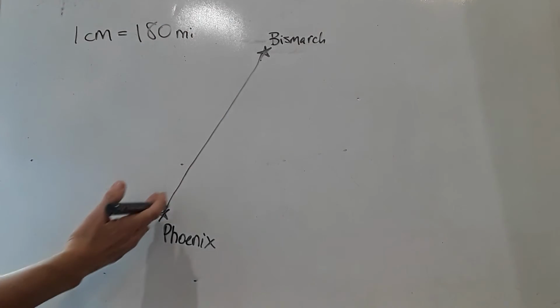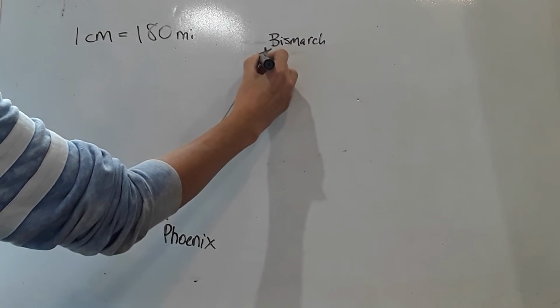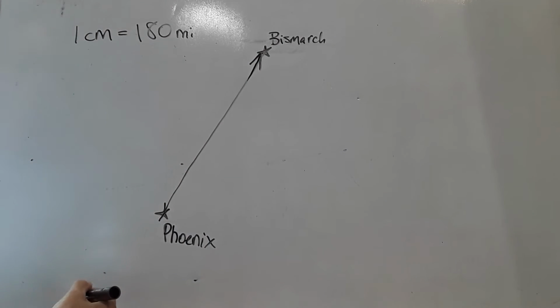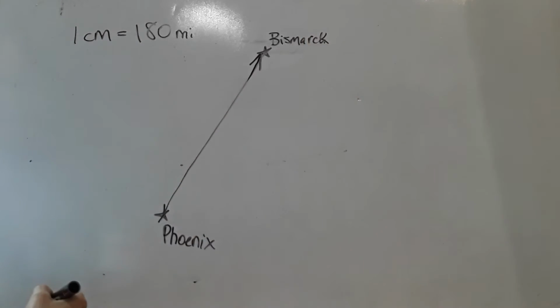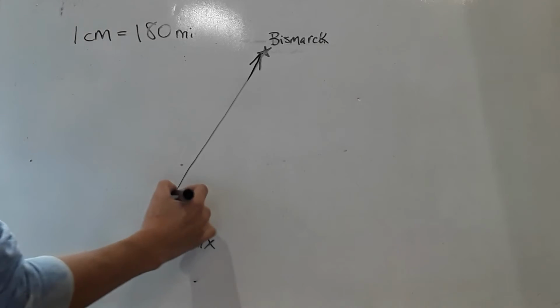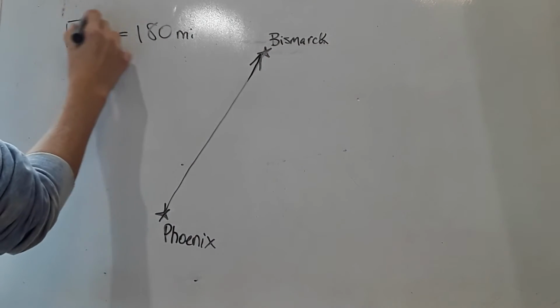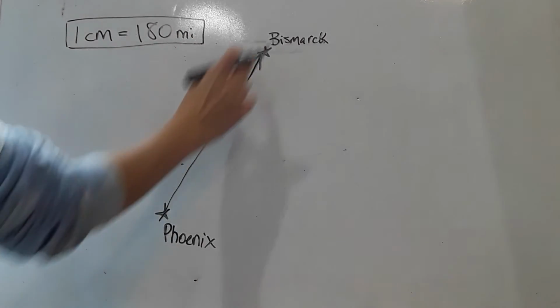But besides just having magnitude, we need to have direction. So put an arrowhead here because we're going from Phoenix to Bismarck. Okay? Then you're going to measure the length of the arrow and convert it from centimeters to miles. So measure whatever the length of that is, and then convert it using this conversion factor and change it into miles. And then you know how many miles it is from Phoenix to Bismarck.